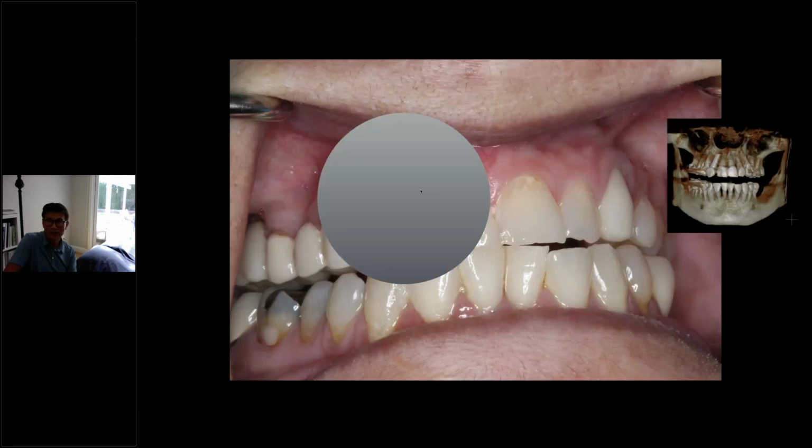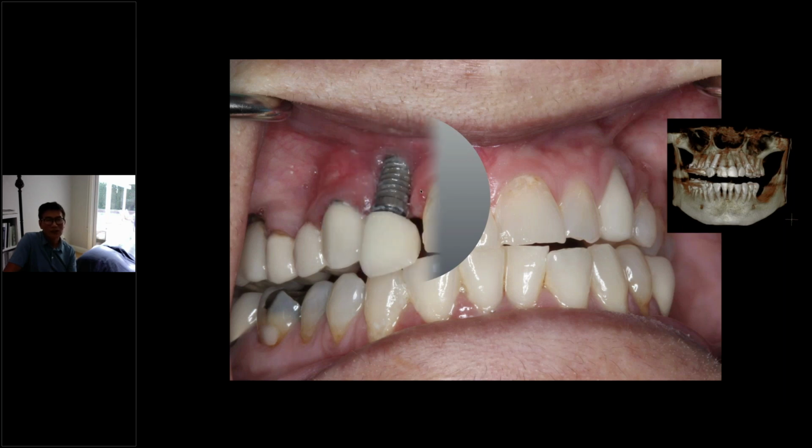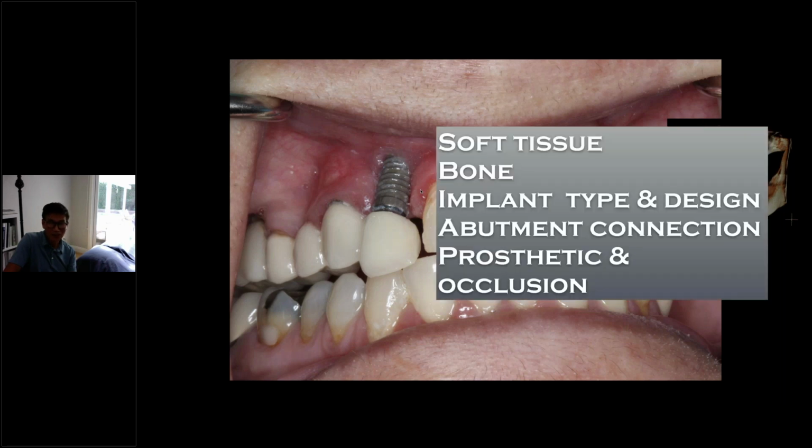So look at this case. What do you think? What's the problem? Obviously, there are lots of problems. This is not my case, but I saw this patient, they say about a year. I don't know how you started in the beginning, but what about soft tissue? What about bone? What about the implant? Position, design, type, connection, prosthetic, occlusal, you name it. Everything is probably not good, right?